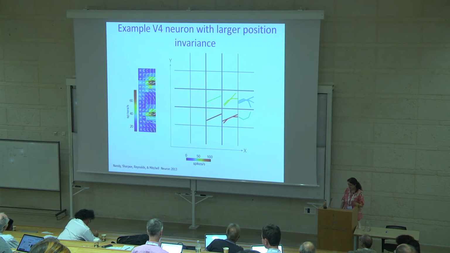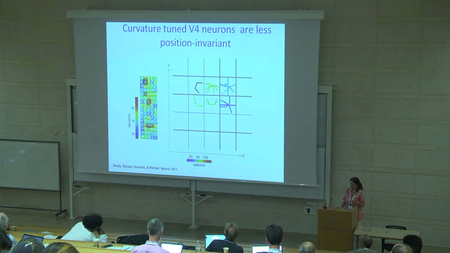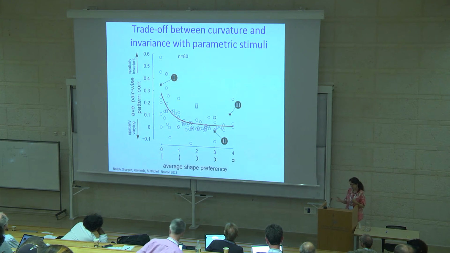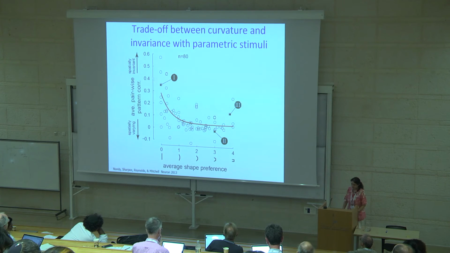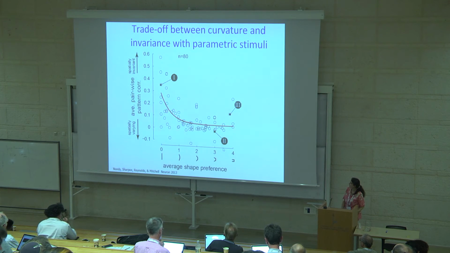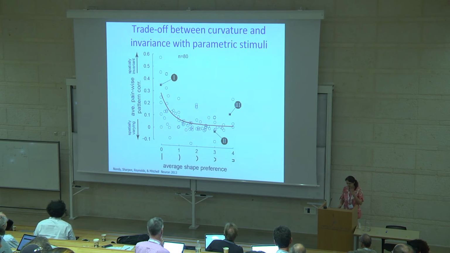And for this neuron, most of the features have the same orientation. In contrast, for another example V4 neuron, they all have different orientations, and the curvature of each feature is greater. So one can also plot it across the population, with the range of invariance, the spatial invariance index, on the y-axis versus curvature selectivity on the x-axis, and there is an inverse relationship, similar to what we have found with natural stimuli.